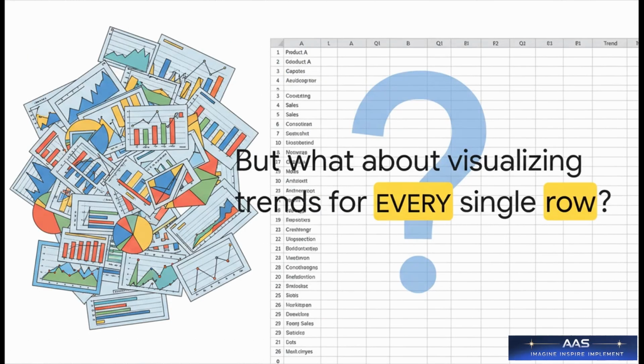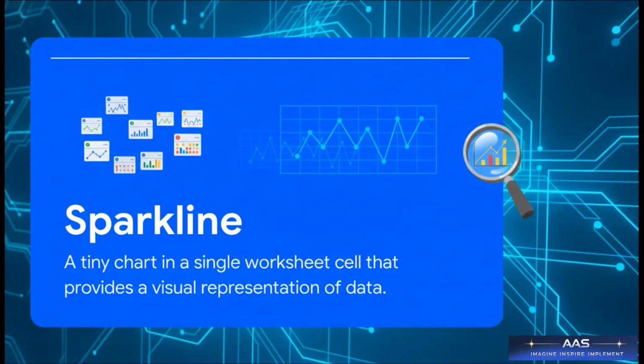So a big chart like that is perfect for the overall summary. But what if you need to see the sales trend for every single one of your 50 products? I mean, making a full-size chart for each one would be totally insane, right? For that, we use a brilliant little feature called sparklines. And this is where their power really becomes clear.